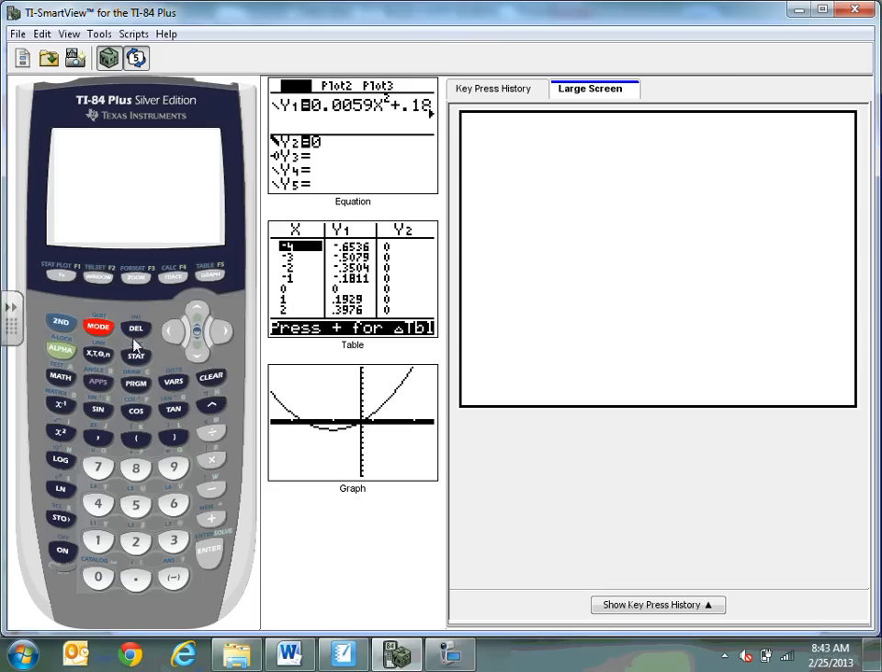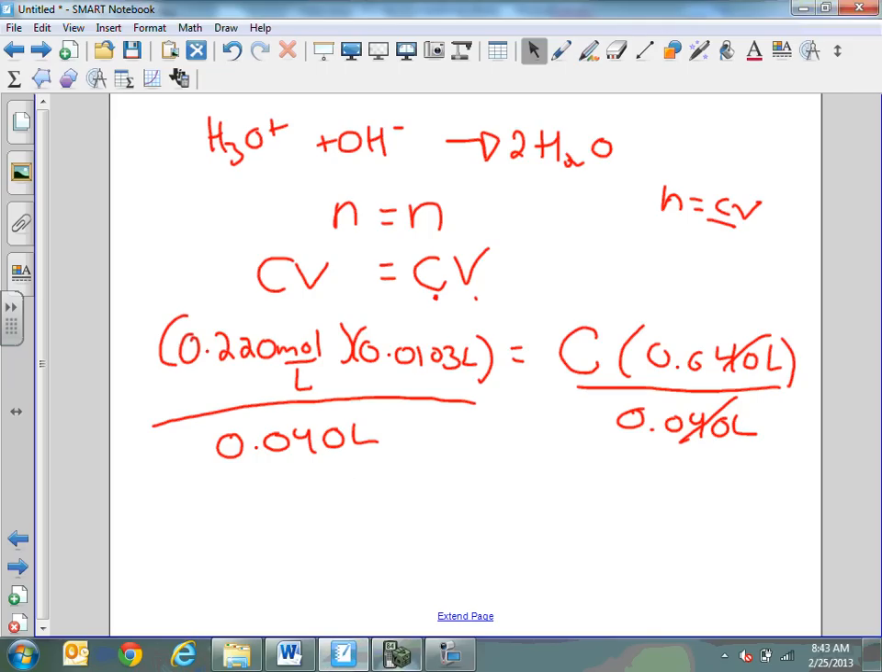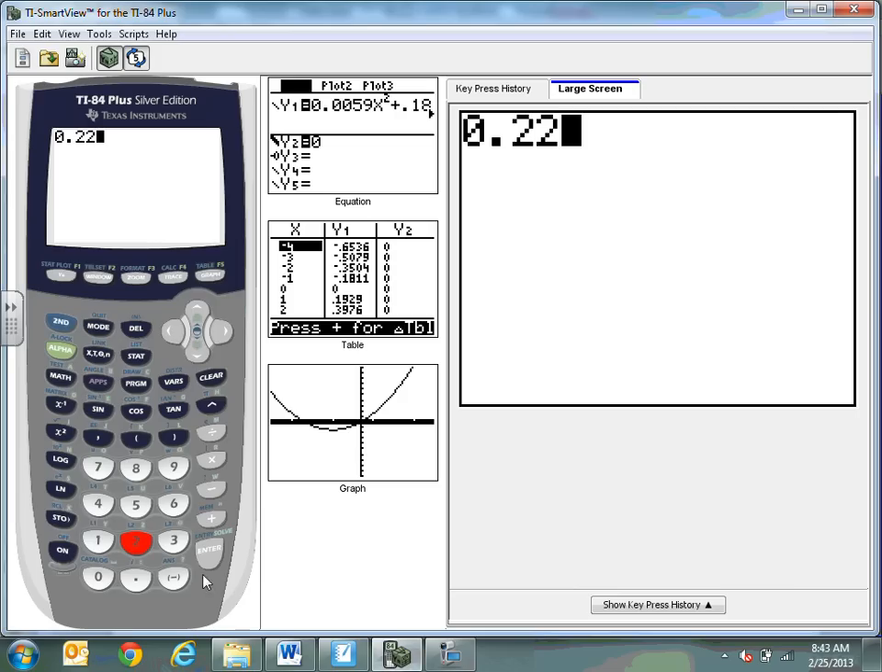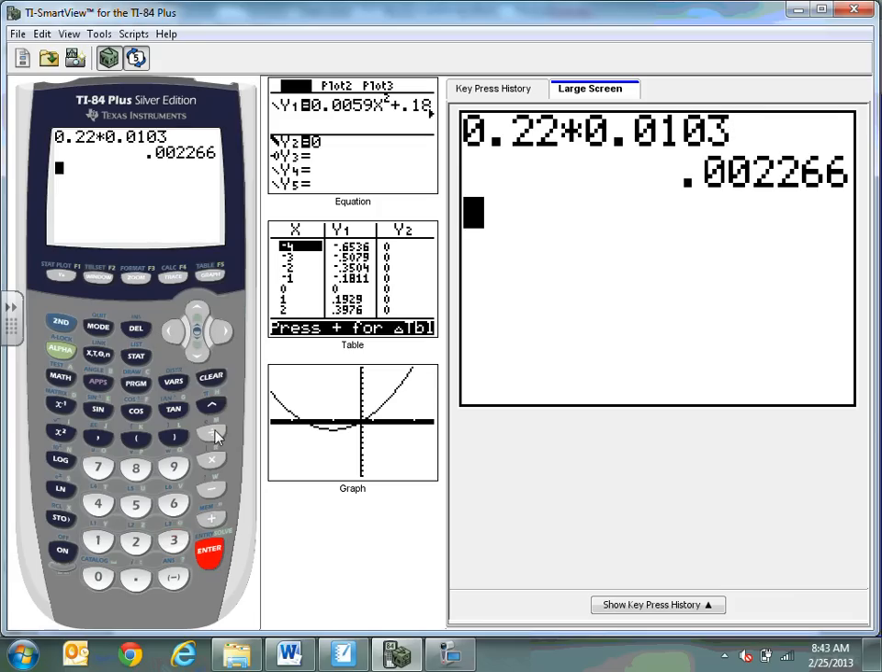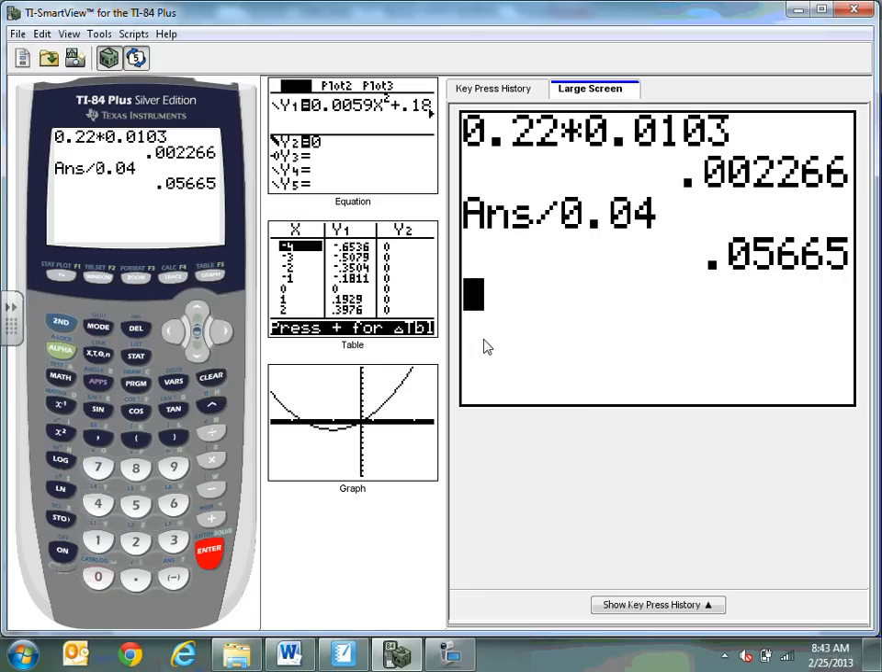So type that into your calculator: 0.22, that's my concentration, and then 0.0103, and divide both sides by 0.04. And we get 0.05665.